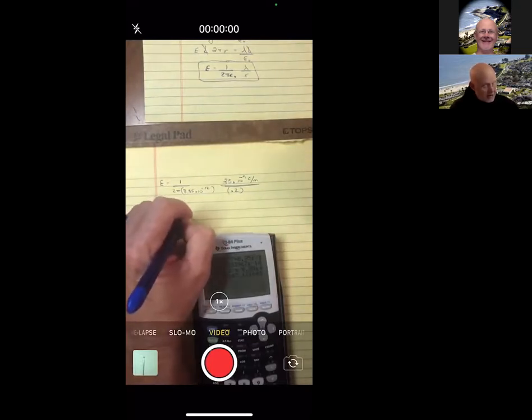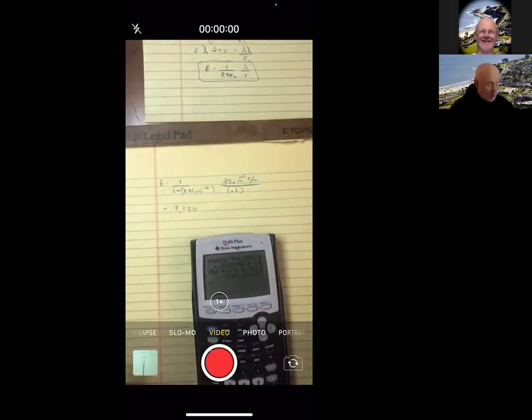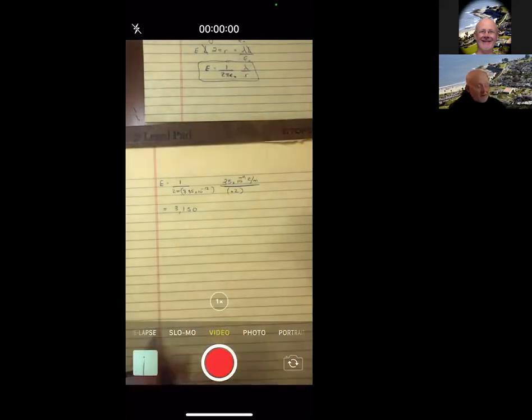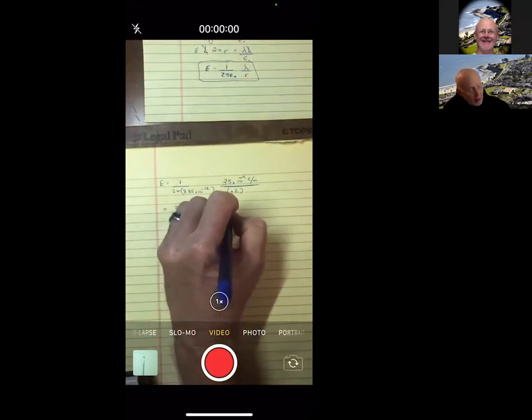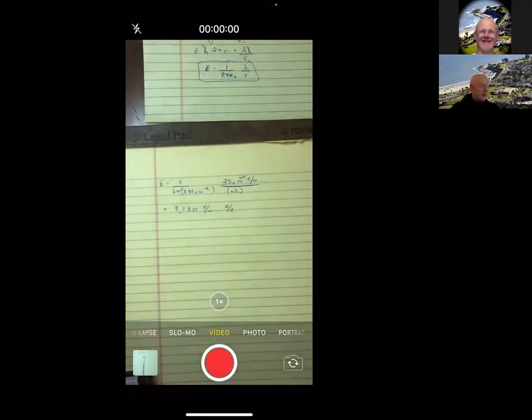3,150. I'll just do 3 significant figures. And we can say these are volts per meter or Newton per Coulomb. But maybe we should go with volts per meter.